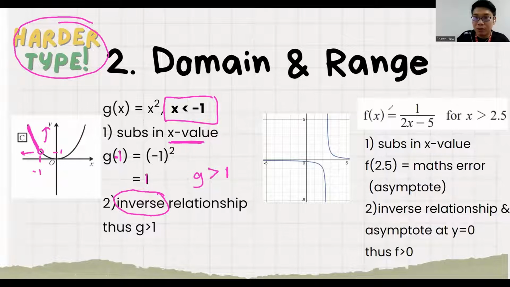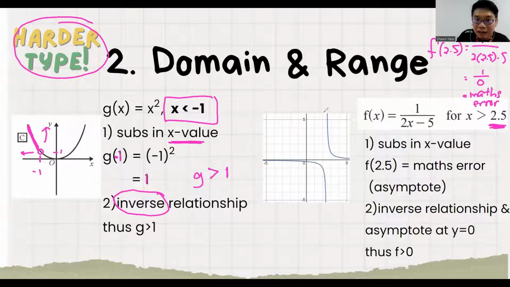Therefore, for the next question, this is the reciprocal graph. This reciprocal graph involves asymptotes. When we key in x is 2.5 in the calculator, you find that it is a math error. That means x equals 2.5 is actually the asymptote. An asymptote is a line that the graph will never be able to touch. For the reciprocal graph, you have one more asymptote here. So they say x more than 2.5, which means they only want this part.